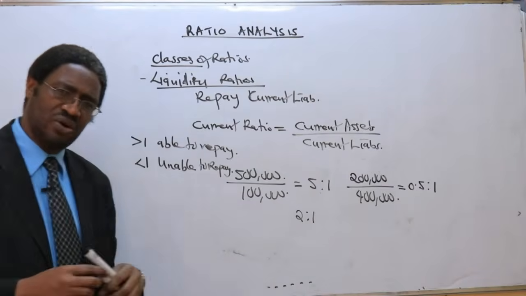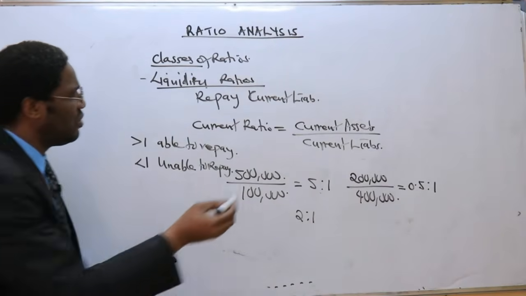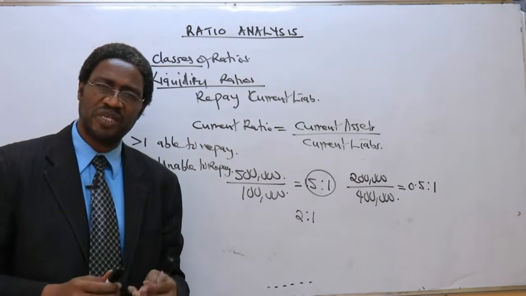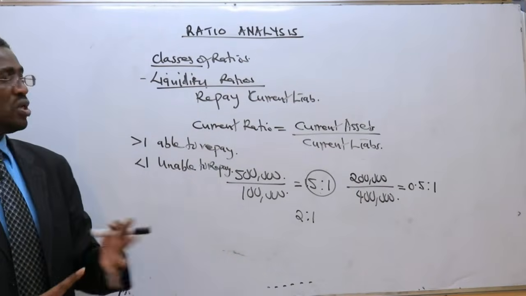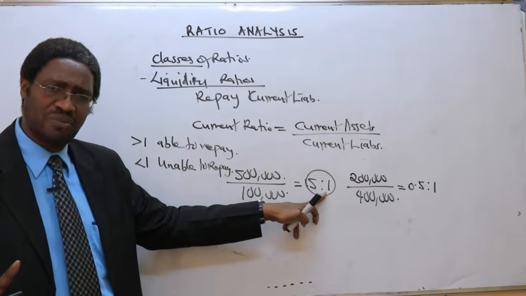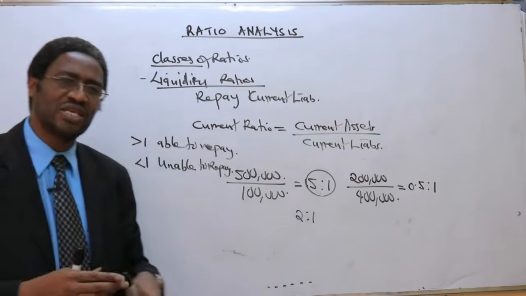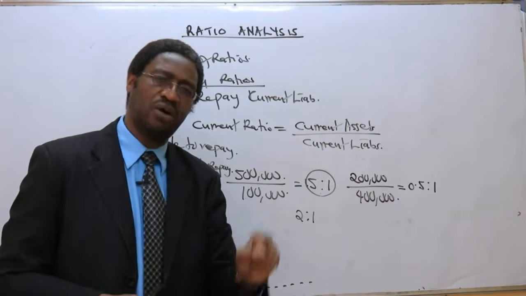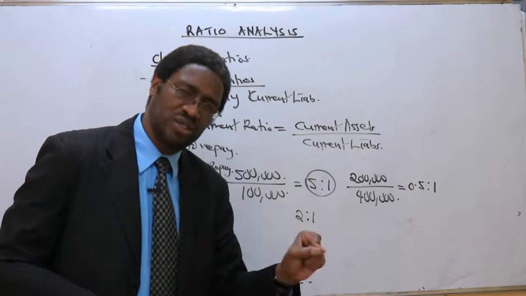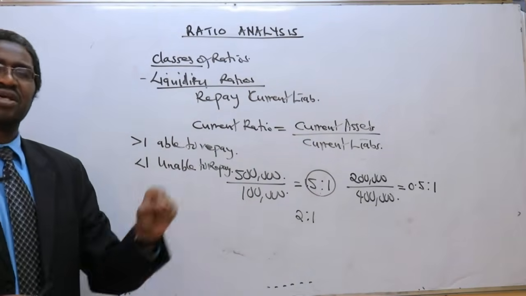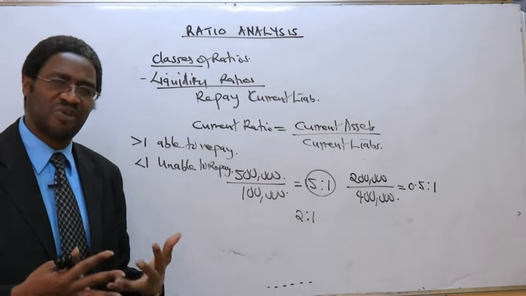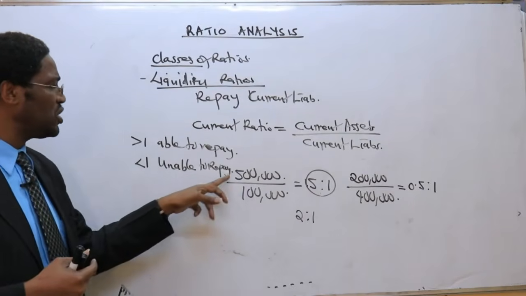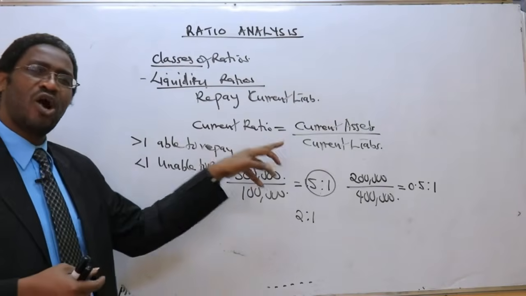So the question now is, now that this one gave me 5:1, is there any problem with this company? Of course, the firm is able to pay its current liabilities. There is no doubt about it. But the standard ratio being 2:1, when you get a ratio which is greater than 2:1, then we say this firm is holding too much funds in current assets.